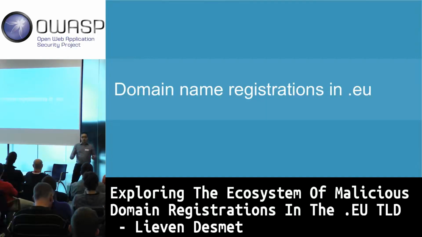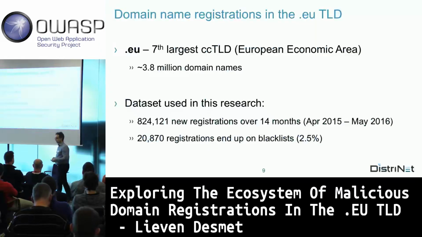Of course, in order to do such an analysis, we need data. We need to actually see the registration data. We need to actually be searching for patterns in that data set. So this collaboration between Dishnet and EURid, .eu is actually run by the EURid registry. It's the 7th largest country code TLD that we have. They have about, I would say, 4 million domain names now in their dataset.